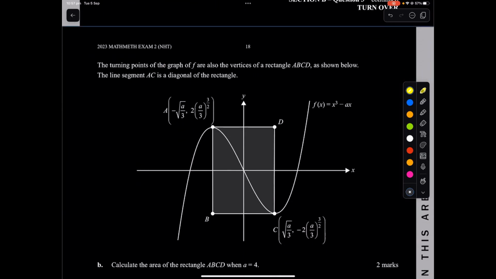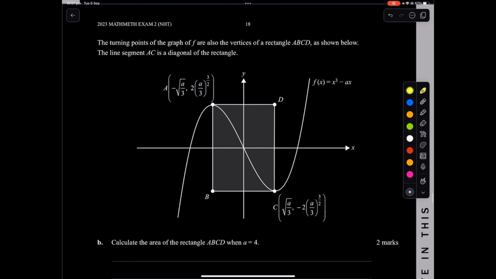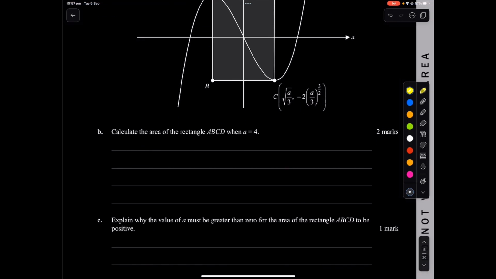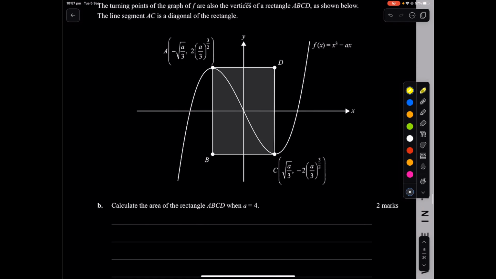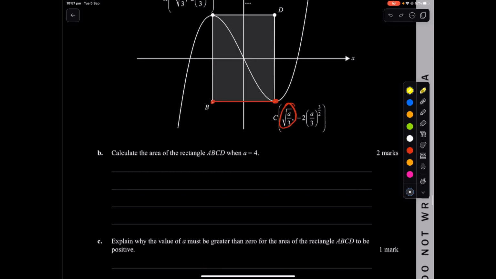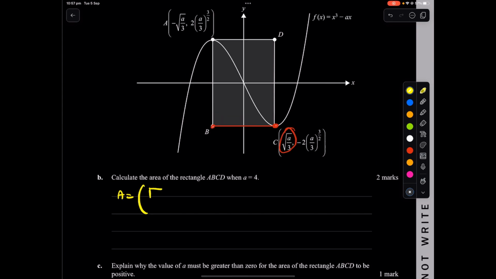The turning points of the graph of f are also vertices of the rectangle ABCD as shown below. The line segment AC is the diagonal of the rectangle. Calculate the area of the rectangle ABCD when a equals 4. Okay, not too bad. Well, I know for a fact the distance here to here is this minus this, so the area is root a on 3 minus, which again becomes plus because that's a minus here.